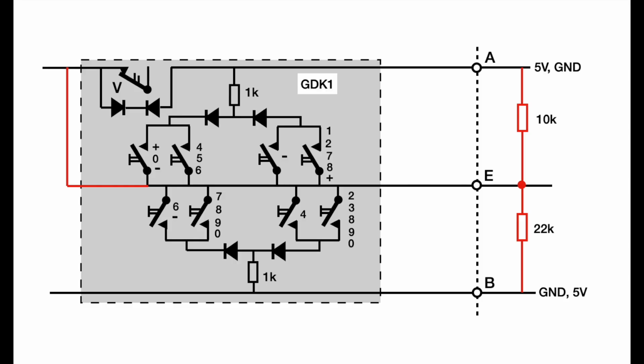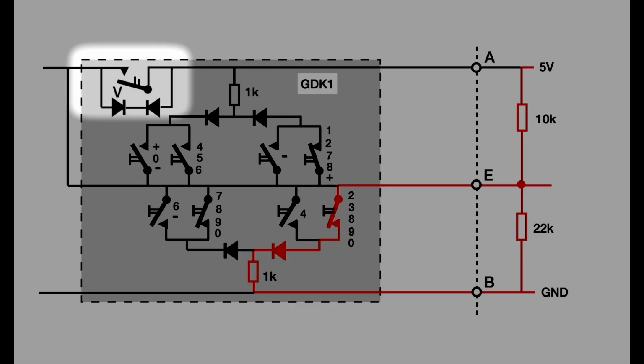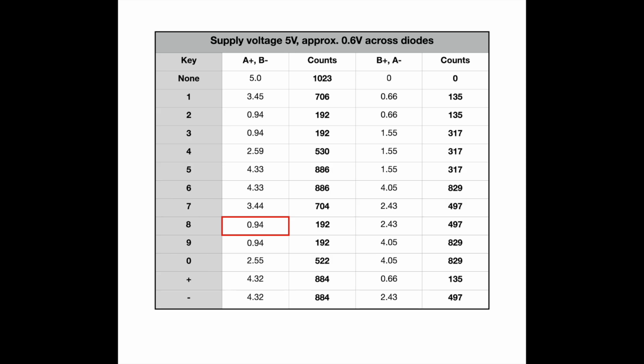The numbers and symbols next to the switches indicate which switch closes when the respective key is pressed. Notice that more than one switch may close. For example, 3 switches close when the number 8 key is pressed. Here you see in red where current flows when I connect the A wire to the plus 5 volt and the B wire to ground. It is shown that the switch V opens to disconnect the telephone circuit if it's present.